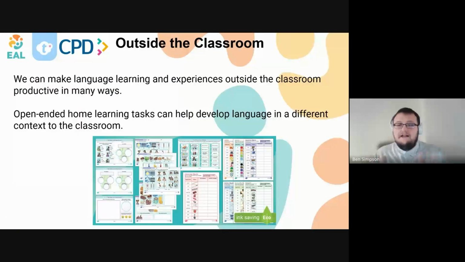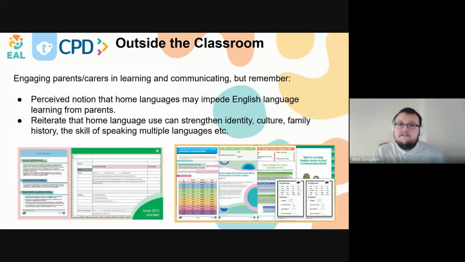And now, finally, onto outside the classroom. So both home languages and target languages are being developed outside of school. We know this. People speak outside of the classroom. So open-ended home learning tasks, for example, are an excellent way to help EAL learners explore new language contexts outside of the classroom. Spontaneous translanguaging, or spontaneous languaging in general, can be an exploitable tool. And we can exploit this by engaging parents and carers in learning and communicating. So they can reinforce or become an excellent gateway to learning home languages and the specific cultural context surrounding them.